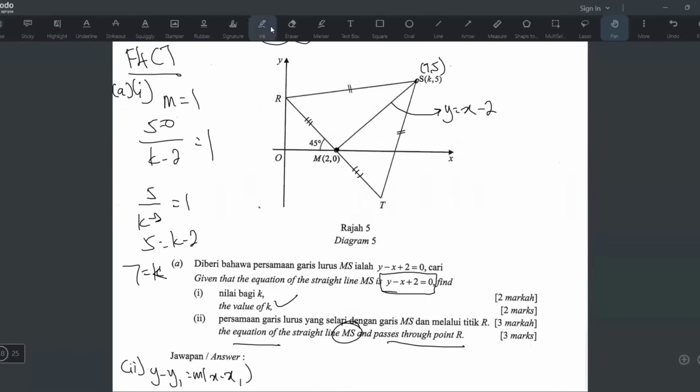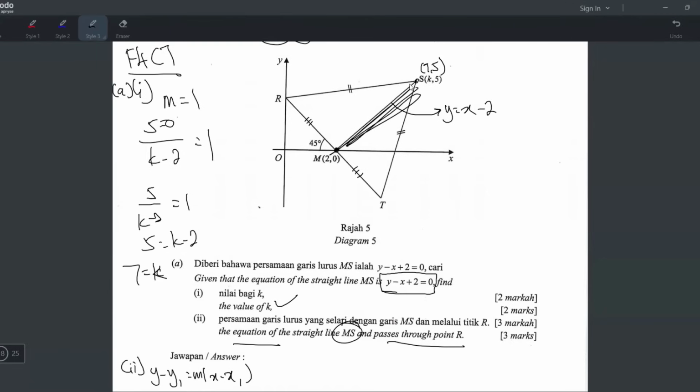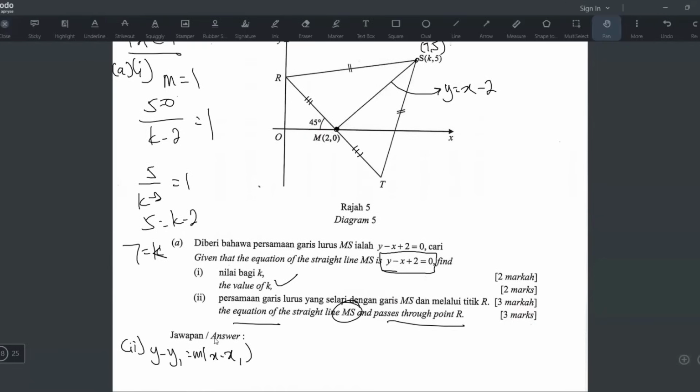Where's MS? This line right here, right? If you want to use this formula, you need to have the gradient and also the point it passes through. Okay. Oh wait. I think the English one is wrong. Don't look at the English one. The English one is wrong. Follow the Malay one.